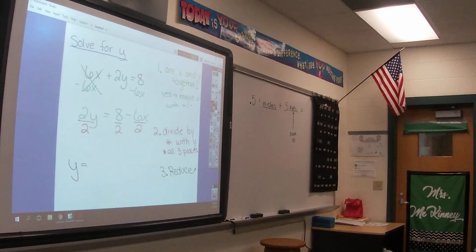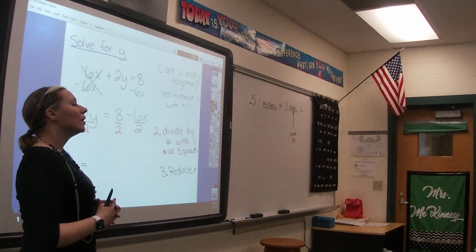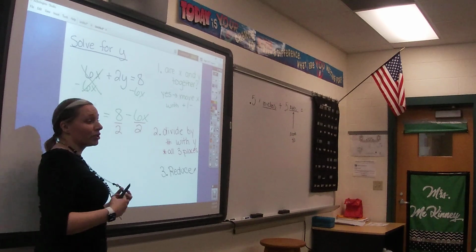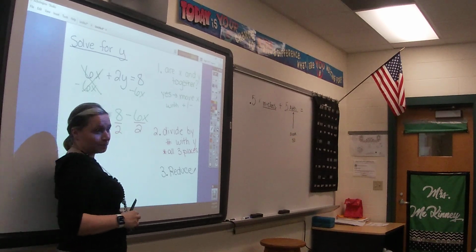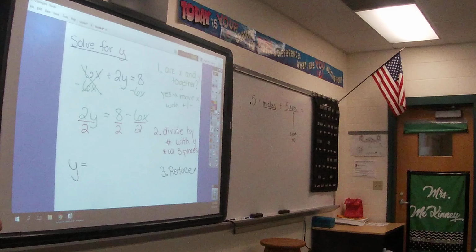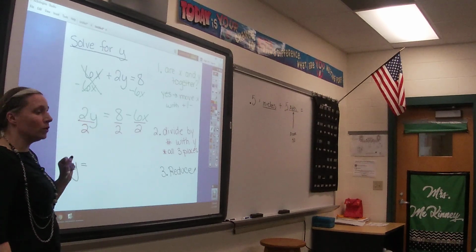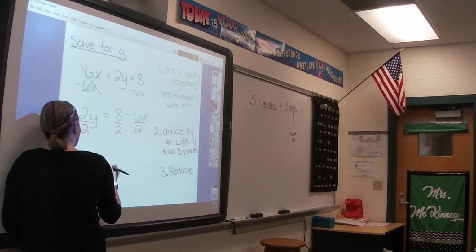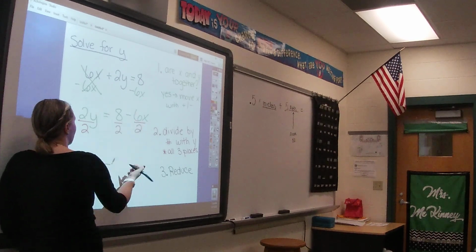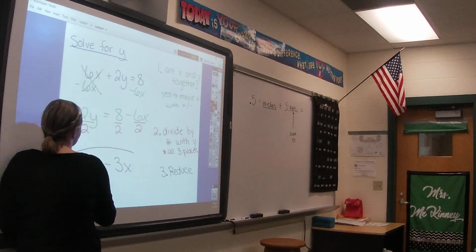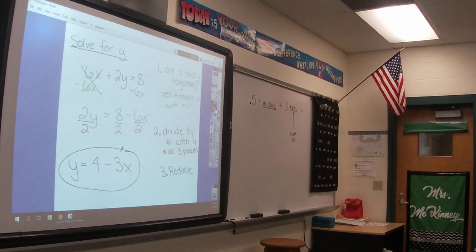Yes, Ellie? So I just have a question. When you're dividing those, can you draw one big line? You can, you just need to make sure you understand that it goes to both of them. Okay, so what is 8 divided by 2? 4. And what is 6 divided by 2? And so we'll get y equals 4 minus 3x. Again, if you know how to rearrange that and write your x first, that's fine. But again, we're just not focusing on that piece yet. Right now, we just want to get y by itself.